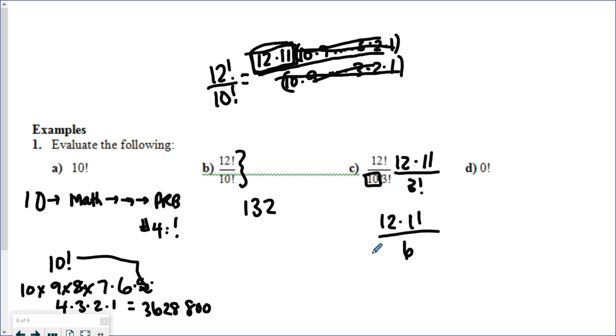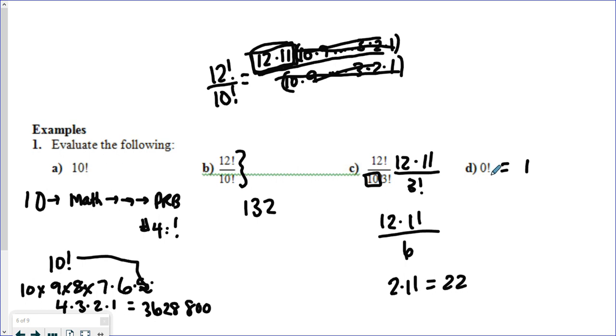So again, I could rewrite 12 as 2 times 6, and then I have a factor of 6 on both. So now I have 2 times 11, which is equal to 22. So these are just different algebraic ways that you can solve these, but again, you can punch it in your calculator.